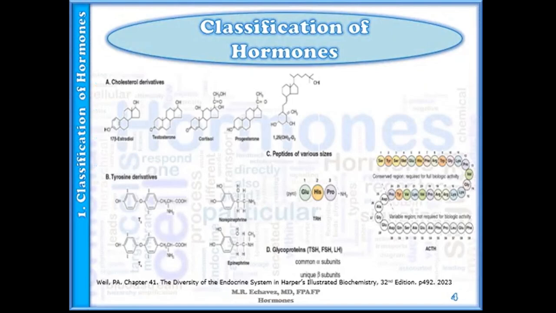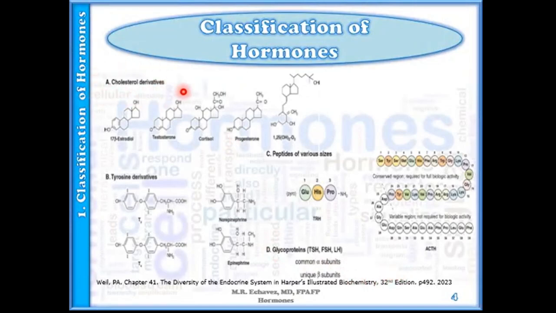So when we classify hormones according to their chemical composition, you would see here, there are those that are derived from cholesterol. There are those that are derived from amino acids, so tyrosine derivatives. There are those that come from a series of amino acids, so they are peptides of various sizes. And there are those that actually incorporate carbohydrates, and they are called your complex polypeptides or your glycoproteins.